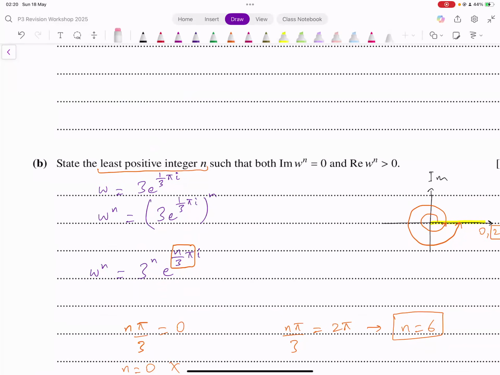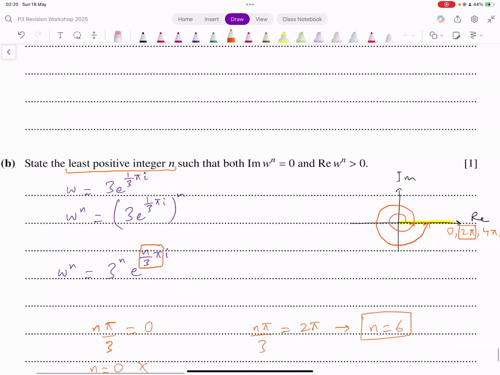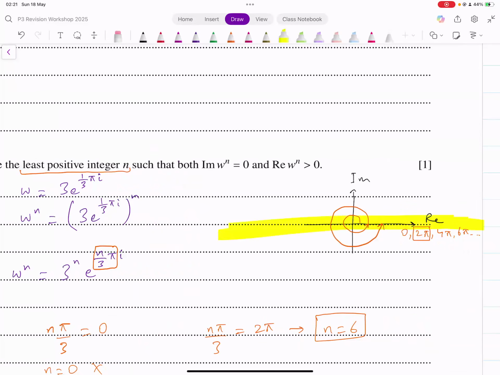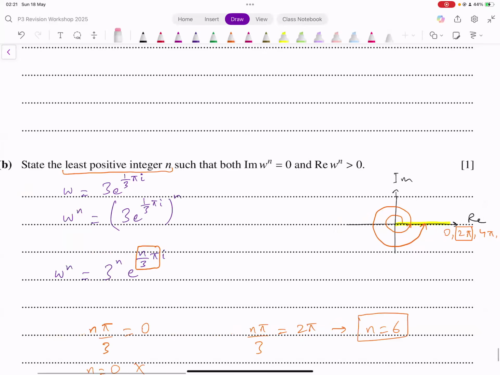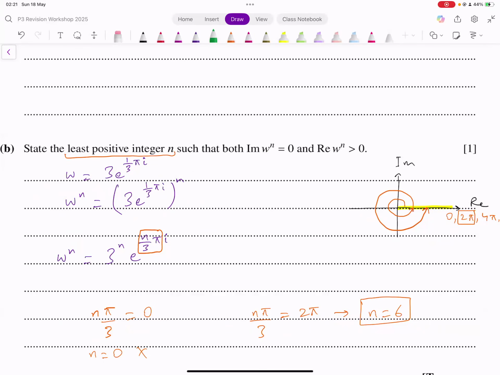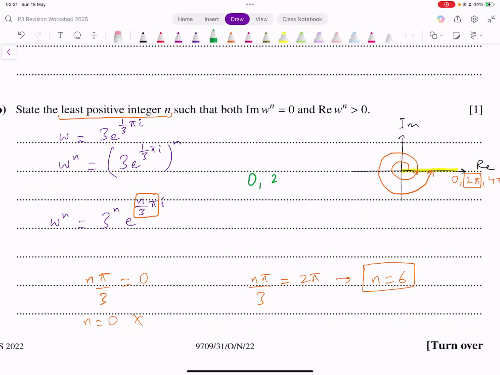Now, if the imaginary part of this is 0, that means it has to be on the real axis, right? It has to be on this real axis. Real part is positive, that means it has to be on the right side. So it's on the real axis on the right side. Now on the real axis, what are the possible angles that you can have? You can have 0, you can have 2 pi, you can have 4 pi, and so on, right?